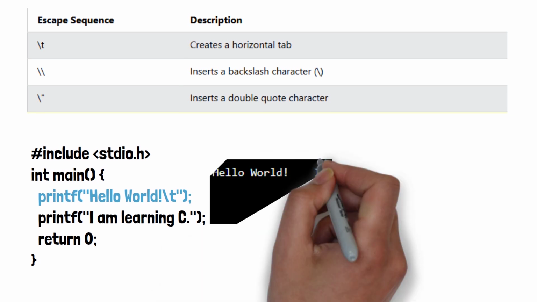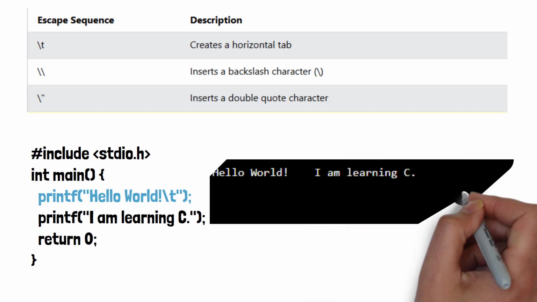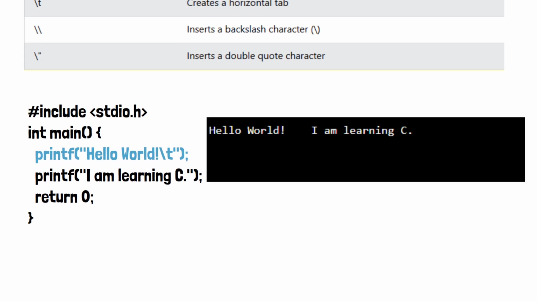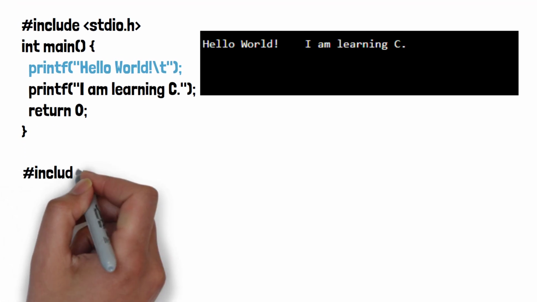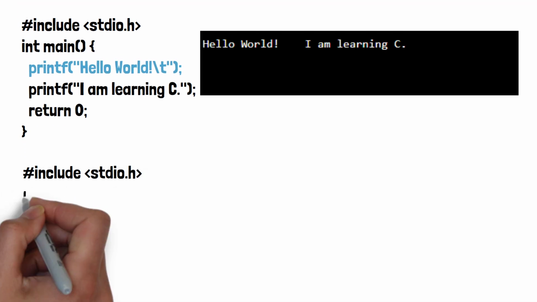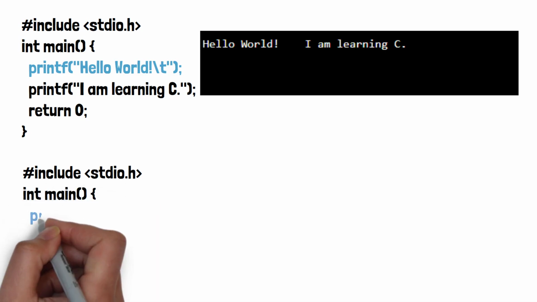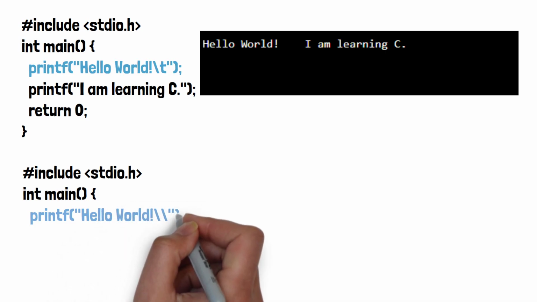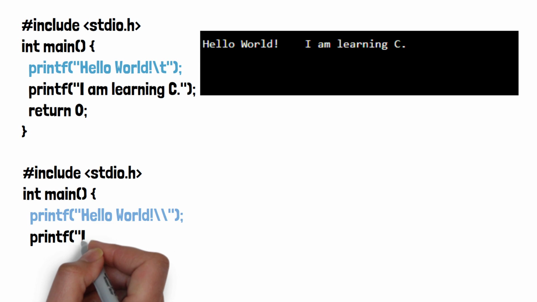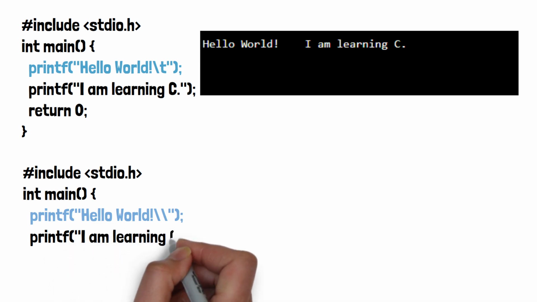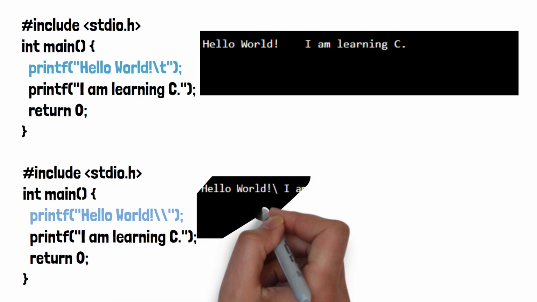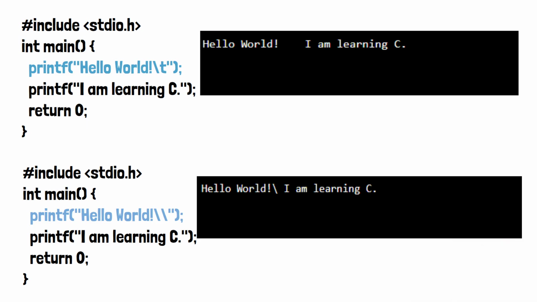Now let us run this code and check. So now this will be the output. As you can see, it has printed hello world, a tab, then it has printed I am learning C. Likewise, in your code, if you want a backslash, then what can we do? Now check this code where I'm writing a printf statement, hello world, and two backslashes. Now if I run this code, this will be the output: hello world, a single backslash.